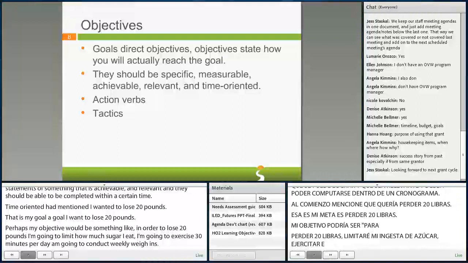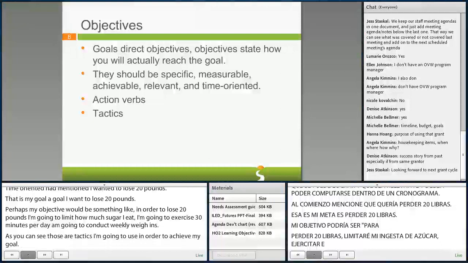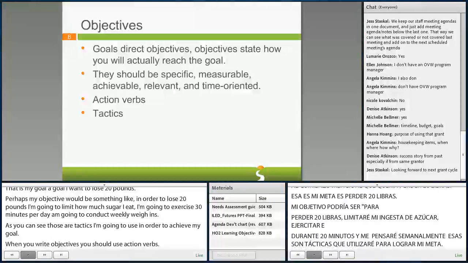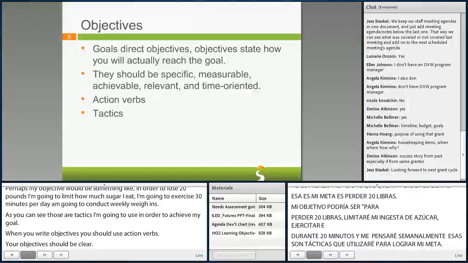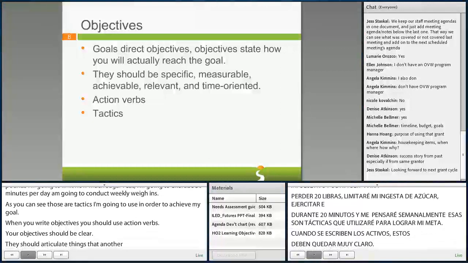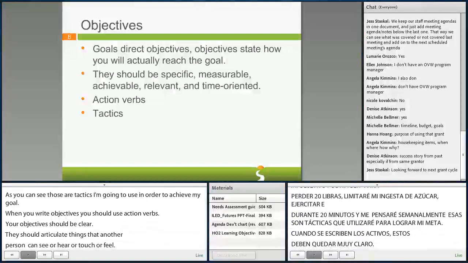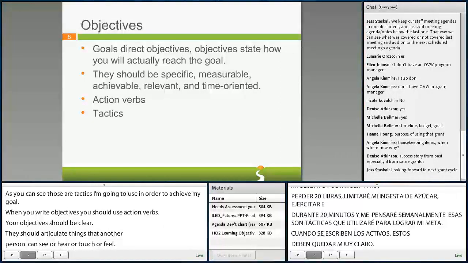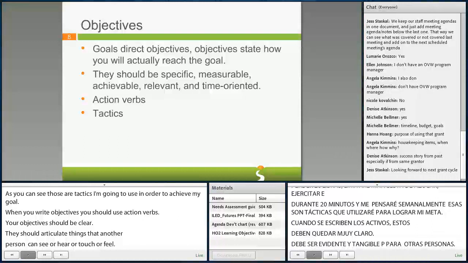When you write objectives, you should use action verbs. Your objectives should be very clear. They should articulate things that another person can see or hear or touch or feel. You want to use action verbs, and you want your statements to very clearly articulate the steps and tactics that you're going to use to achieve your goals.